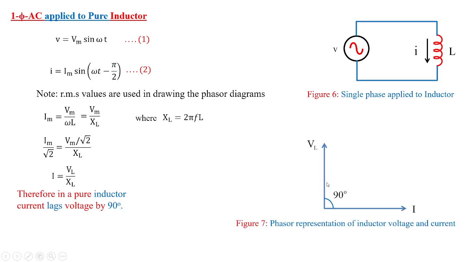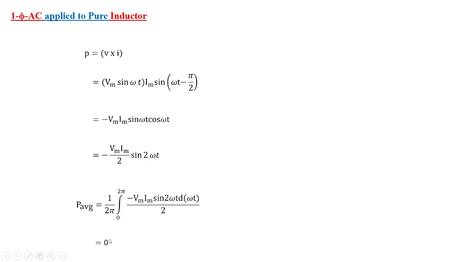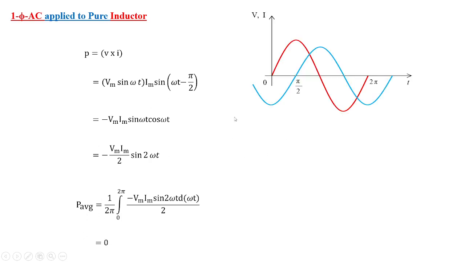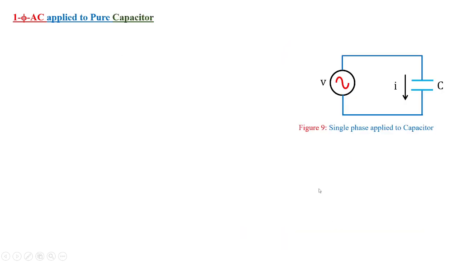Here you can see the waveforms of equations 1 and 2 in this phasor representation. Similarly, when you calculate the power, it is obtained to be 0 if you take the average value. With these voltage and current waveforms, we get the power waveform in this fashion, but the average value will be 0. Now let us take the example of a capacitor.